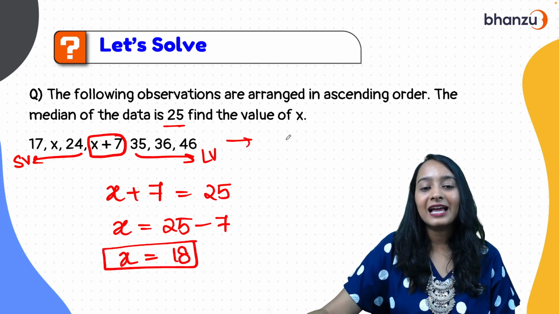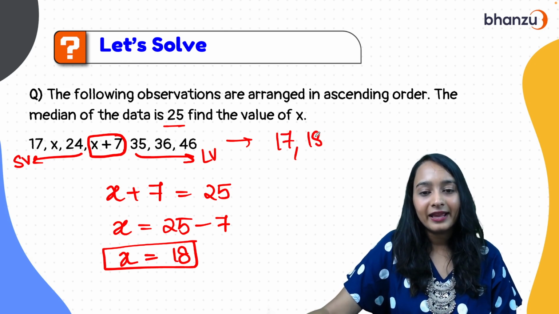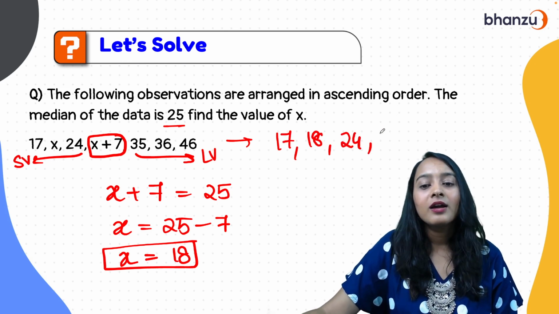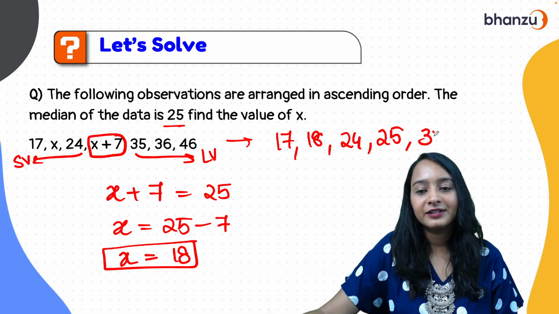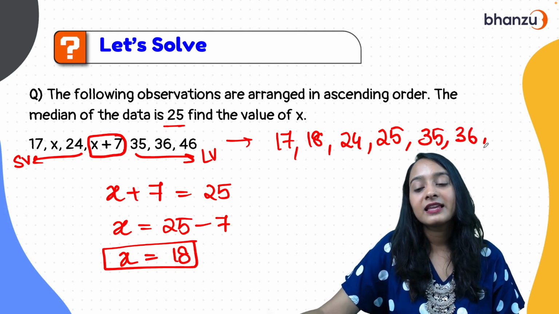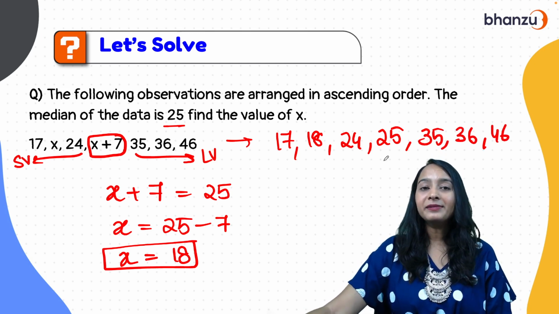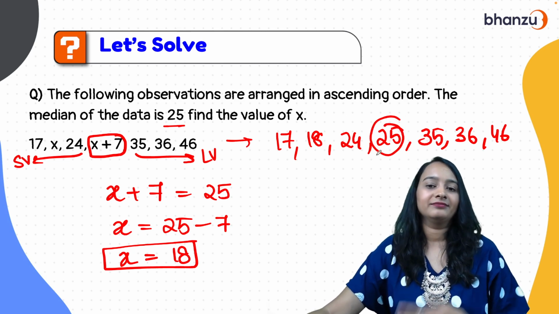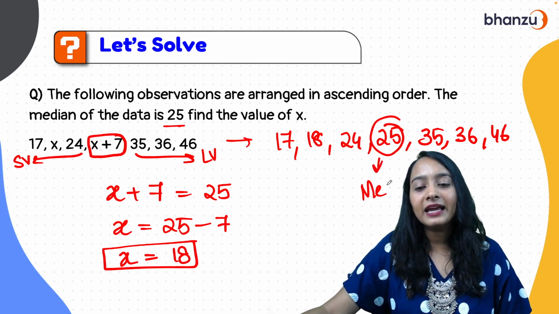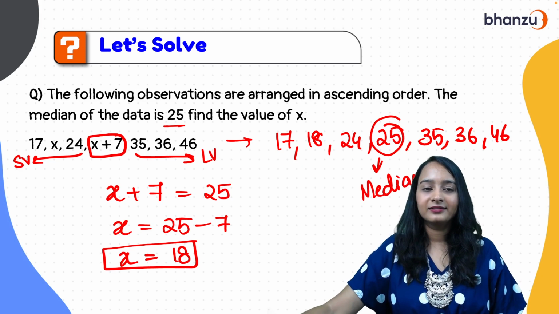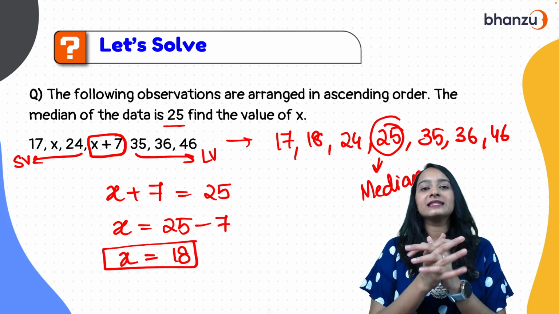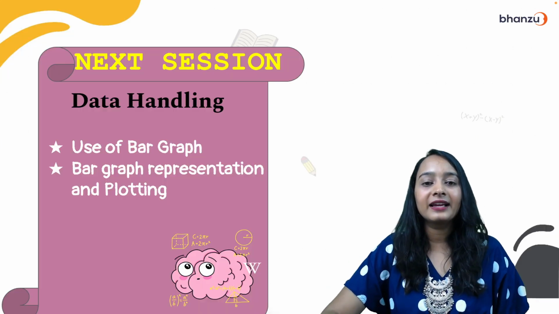So the value of x here is 18. So the data is actually 17, 18, 24, 25, 35, 36, 46. Now what is the middle value here? 25. That is nothing but the median of the data. Understood? So this is how the median of the data can be found.